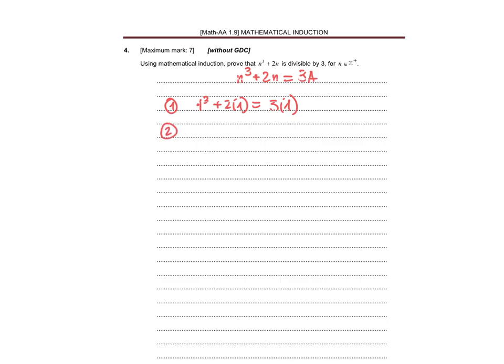It's true for n equals 1. And assume true for n equals k. So we've got k cubed plus 2k is some multiple of 3. And we need to prove it's true for k plus 1. So (k plus 1) cubed plus 2(k plus 1). We need to make this be some multiple of 3.